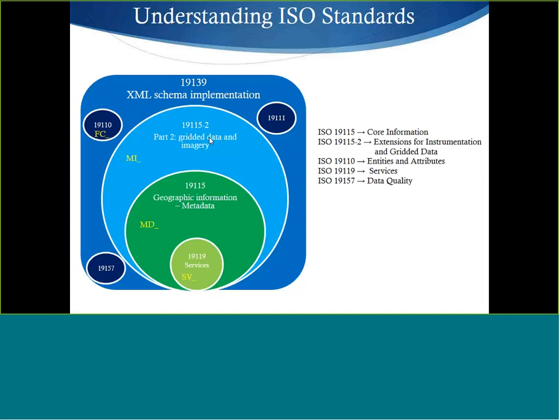and also adds on stuff that's specific to geospatial types of data. So, for example, if you do a lot of imagery or aerial surveys and things like that with maps, 19115-2 includes extra tags that allow you to document all of that information.